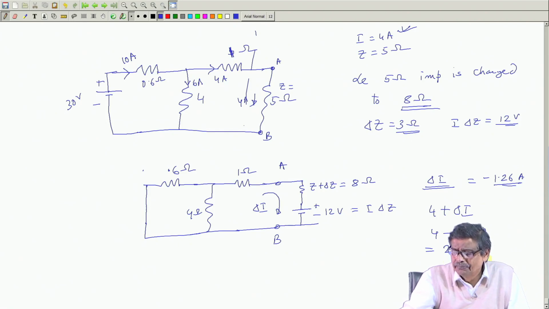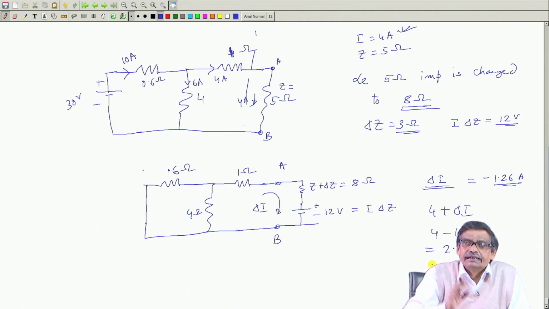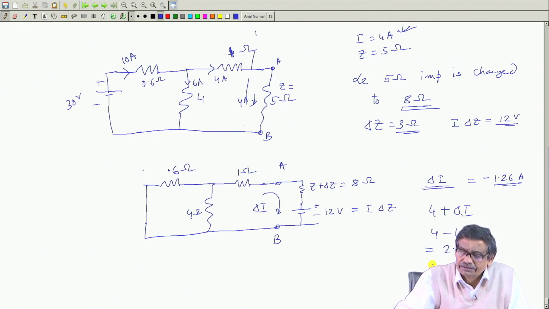So, it is a nice way of thinking this. Suppose a big network is there, a very big network, and only one branch impedance I change, then better try to solve for delta I, then add to the previous current. Suppose it is solved once, and you get the answer. Thank you.